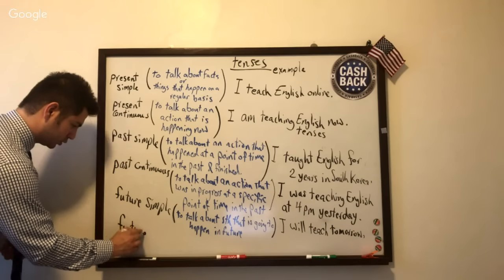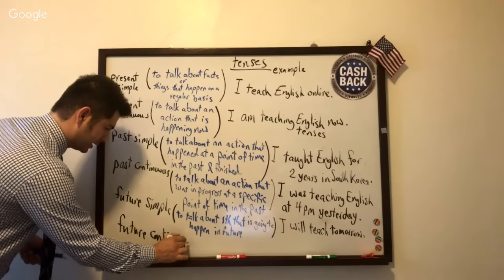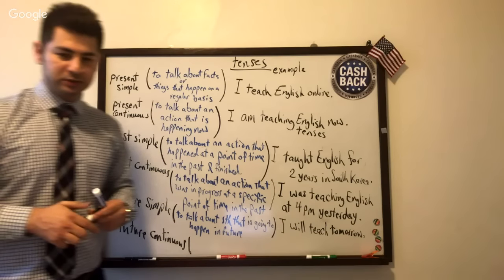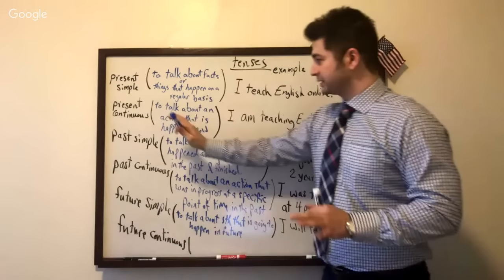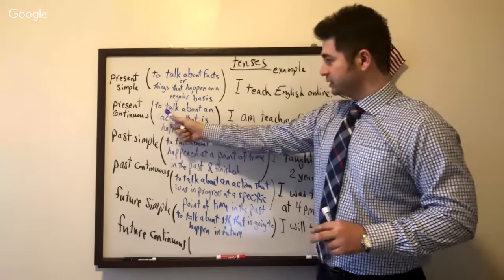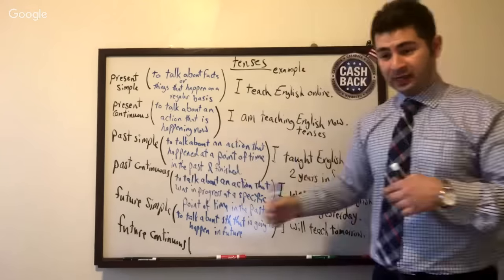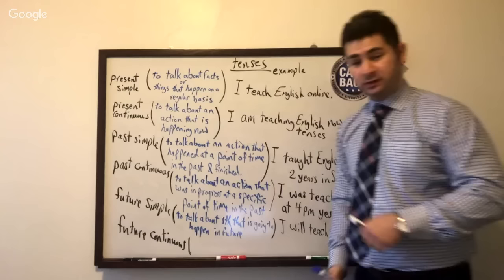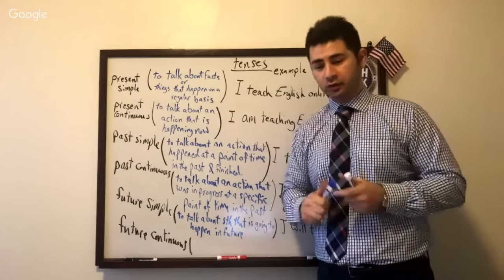Future. Now, you should be able to guess when we use future simple. So, present continuous, about an action that is happening now. Past continuous, an action that was happening at a point of time in the past. Future continuous, an action that will be happening at a point of time in future.